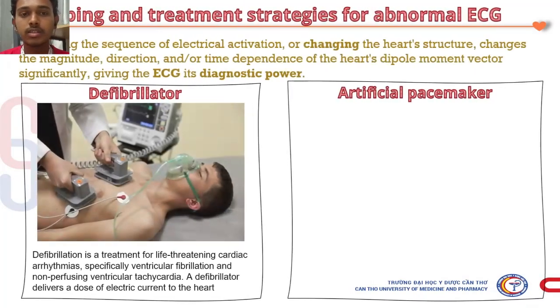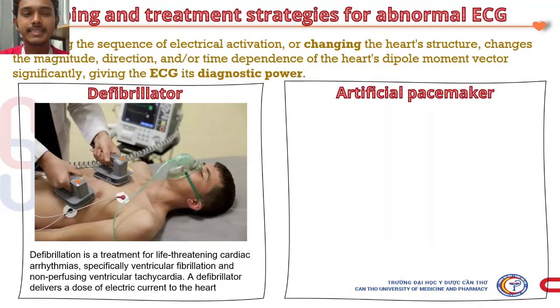Now, let us see about the coping and treatment strategies for abnormal ECG. Disrupting the sequence of electrical activation or changing the heart's structure changes the magnitude, direction, or time dependence of the heart's dipole moment vector significantly, giving the ECG its diagnostic power. We normally use a defibrillator, which is a treatment for life-threatening cardiac arrhythmias, specifically ventricular fibrillation and non-perfusing ventricular tachycardia. We deliver a dose of electric current and restart the heart's nodal system.